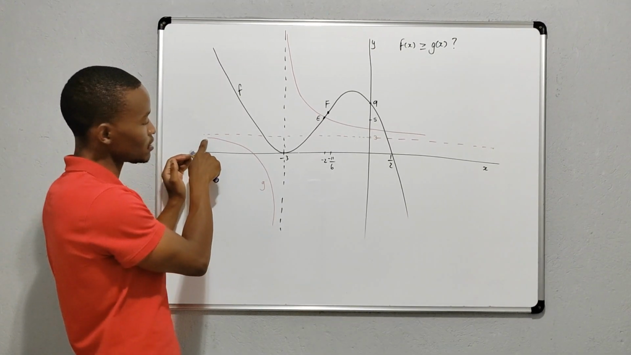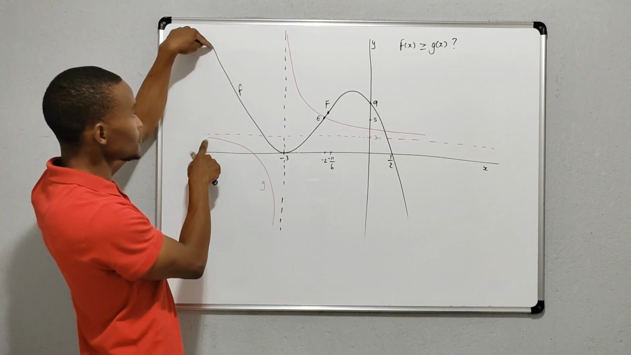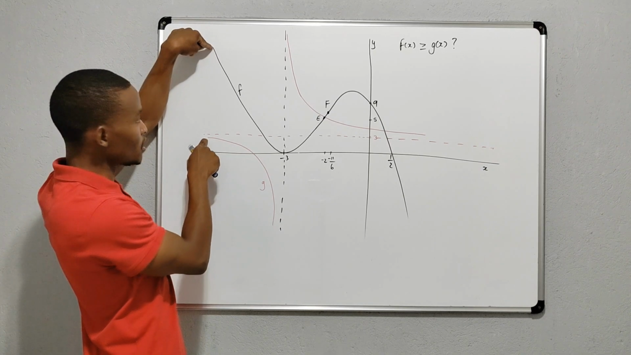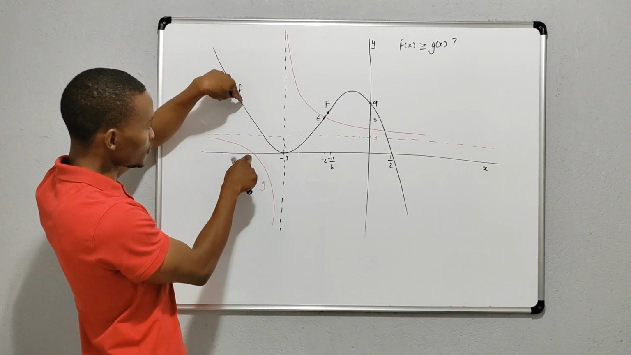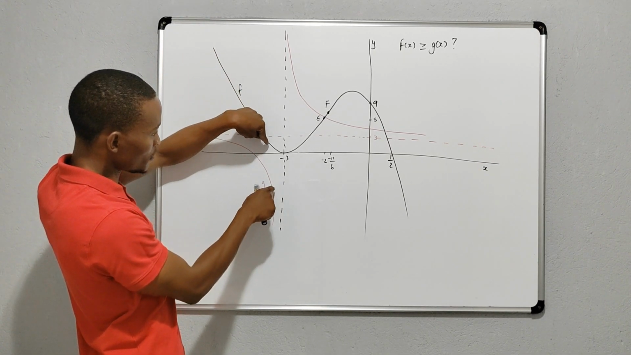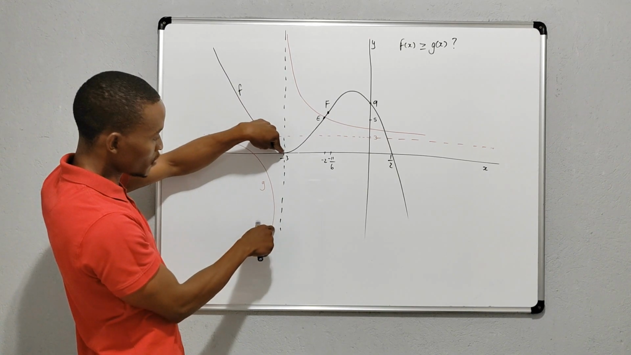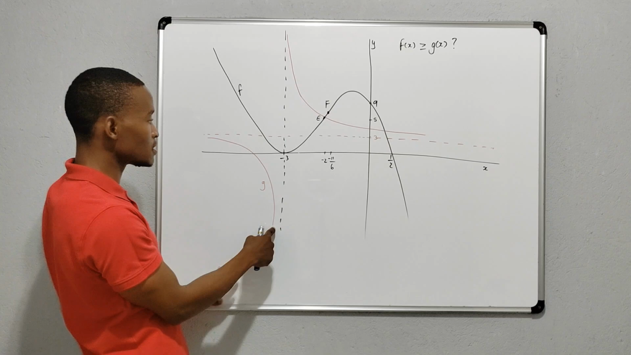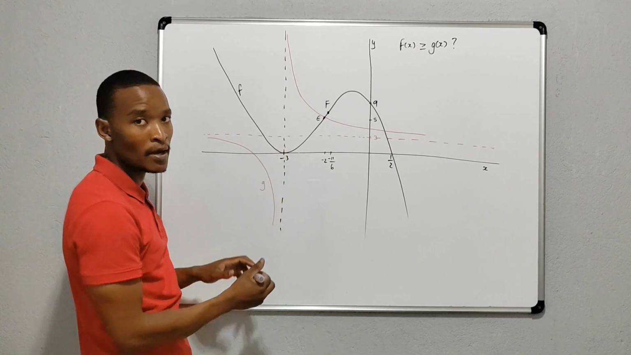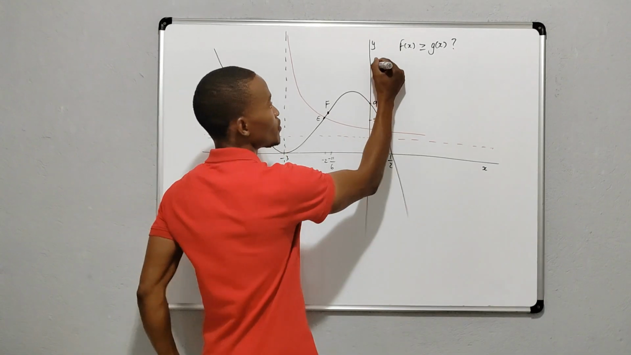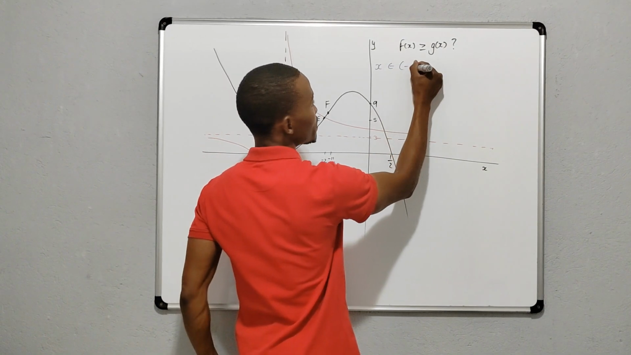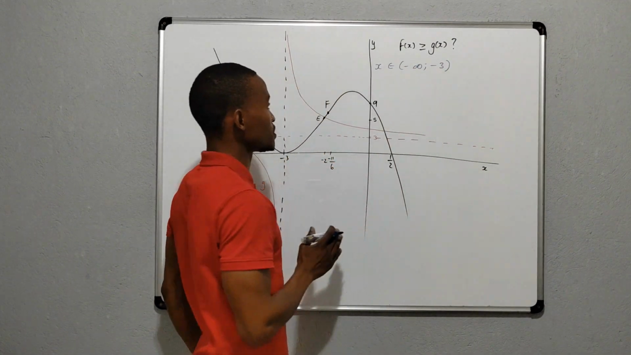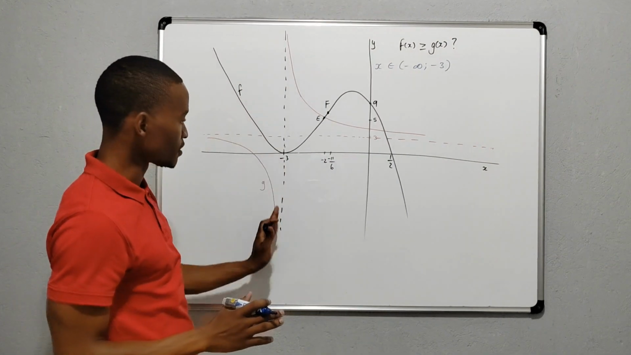Where is G? There it is. Where is F? There it is. Definitely F is above G. And if you trace or track the progression, you can see all the way to the vertical asymptote -3, F definitely in this interval is above G. So x is an element of -infinity all the way to -3. You cannot include -3 because G is undefined there.